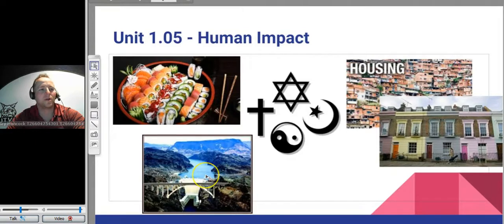And then also our impact on the Earth, like we create dams and stuff like that. Especially in the mountains, because we don't have a lot of water, we create a dam there so we have water in the summer to irrigate and to drink.